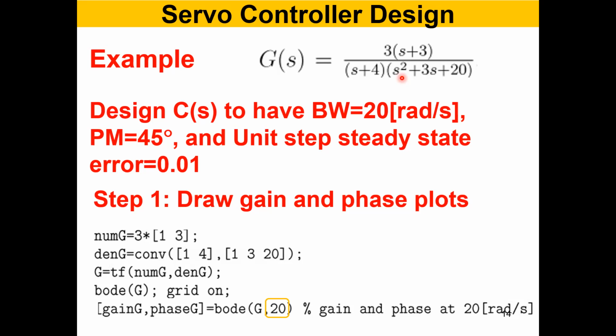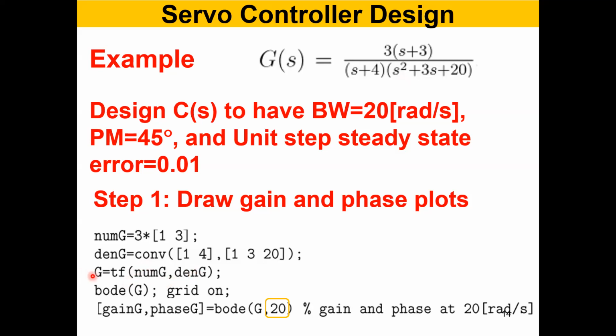So I want to show you how you can do everything in MATLAB like this. You first define your block in MATLAB. You first get the numerator of the plant, num G, 3 times s plus 3. This is how you define it. Your denominator is the convolution of these two, 1, 4, 1, 3, 20, right? And you synthesize your transfer function using the two-argument TF command, numerator and denominator.